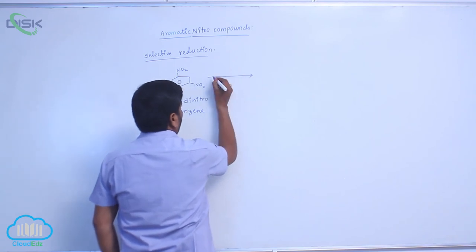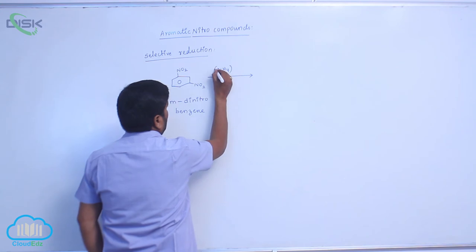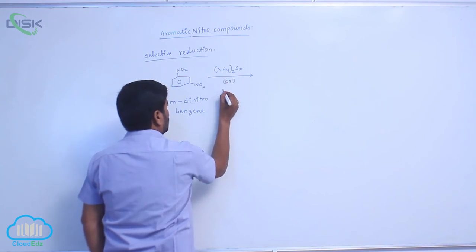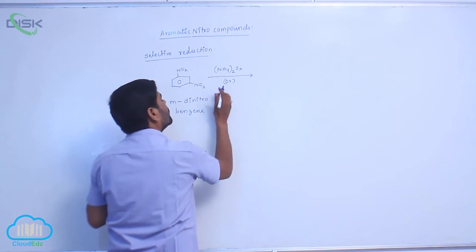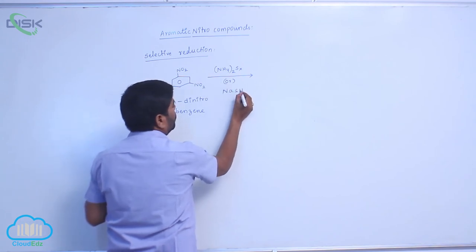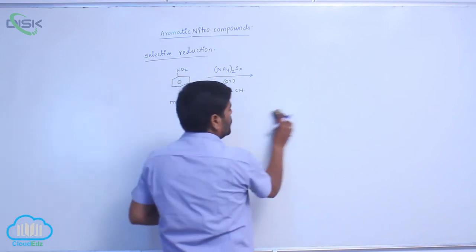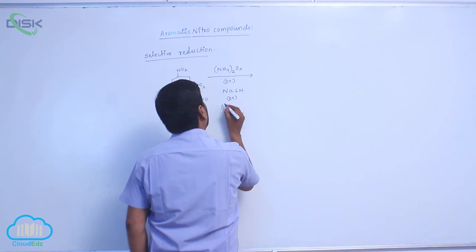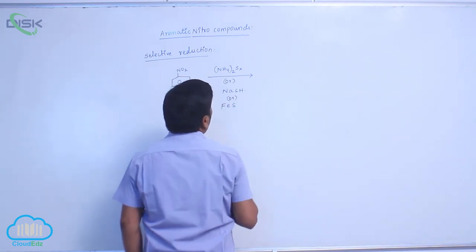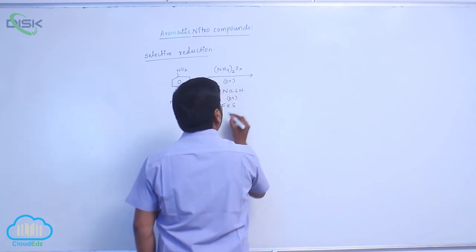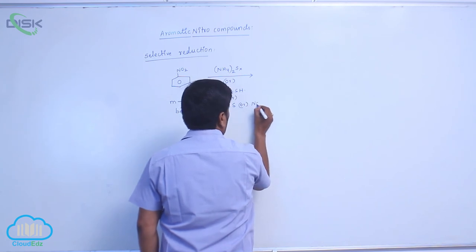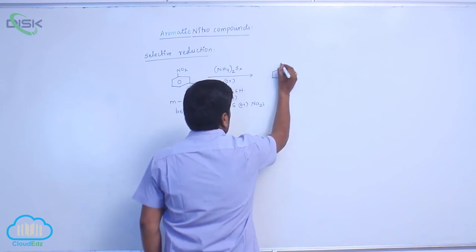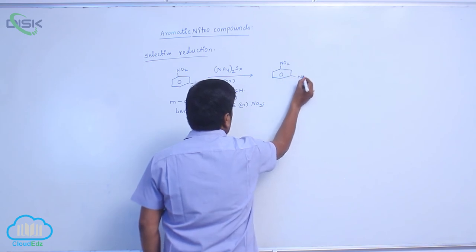While using ammonium sulfide, or sodium thiol, or iron sulfide, or sodium sulfide, one of the nitro groups is reduced. One nitro group stays as it is, and the other nitro group is reduced.